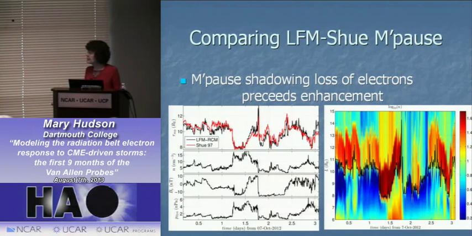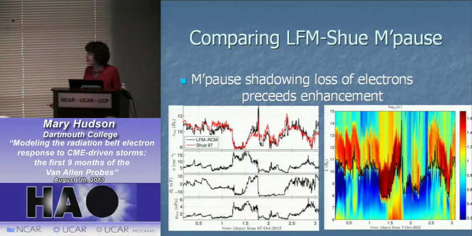Okay, so we did a comparison of how well LFM is doing, and in fact it does much better if you do a run that's coupled to RCM, which includes a better representation of buildup of the ring current. And so the black line is the result for LFM.